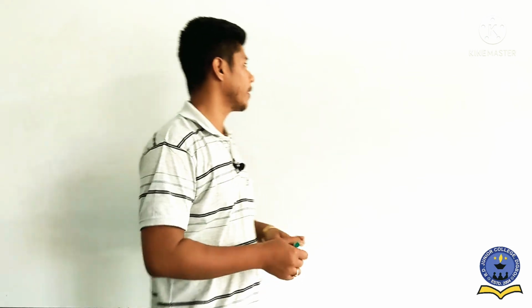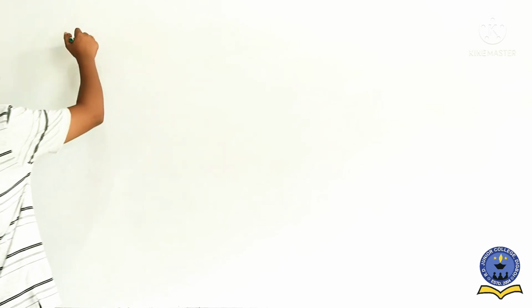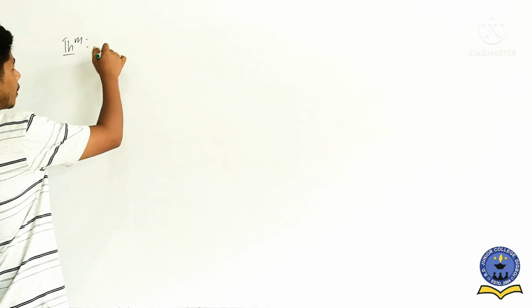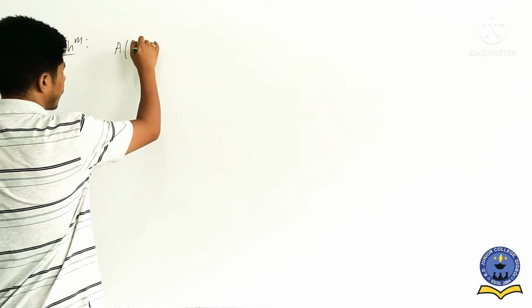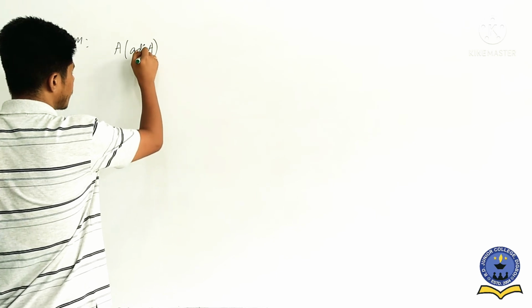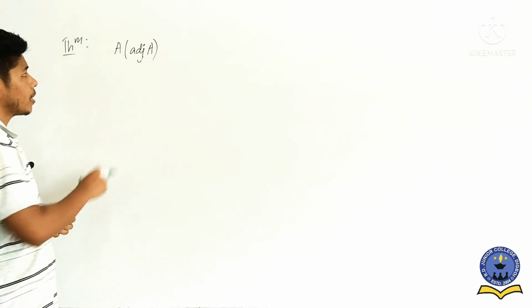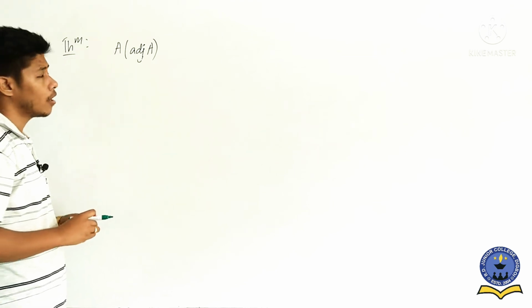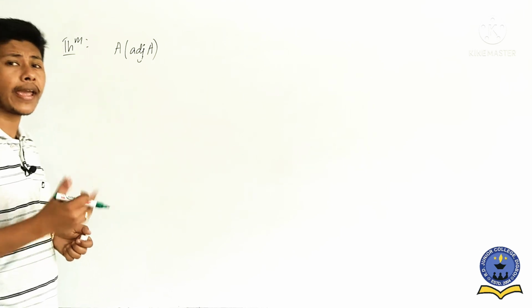Now after that, here is one theorem. You have to write it as a theorem. The theorem is: A into adjoint of A. If a matrix is given to us, we can easily find the adjoint. Here A is a matrix of any order. It may be 2 by 2, it may be 3 by 3, or it may be of order n.